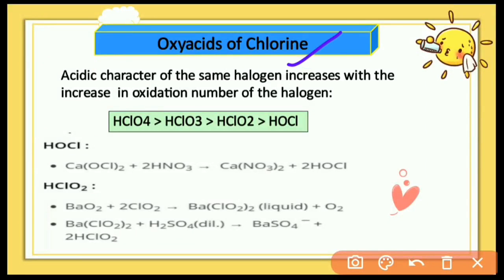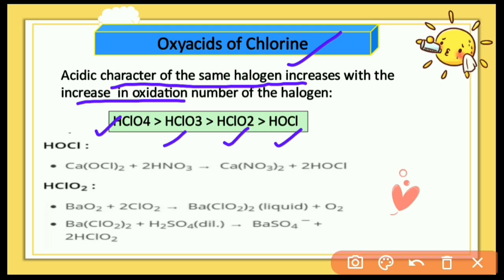Oxo acids of chlorine. Acidic character of a halogen oxo acid increases with increasing oxidation number of the halogen. So here are the different oxo acids of halogens. Let's see the order of acidic character in oxo acids of chlorine. So here perchloric acid has the highest acidic character, then chloric acid, then chlorous acid, then the least acidic character in hypochlorous acid. Let's see the preparation of different acids.